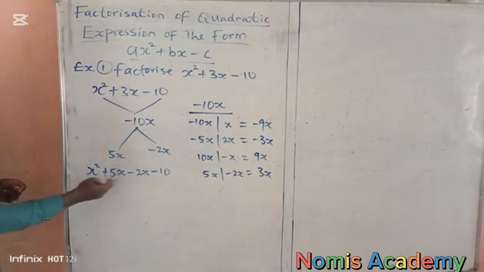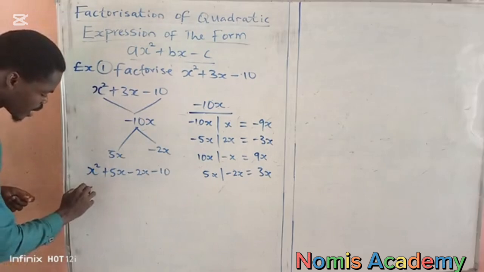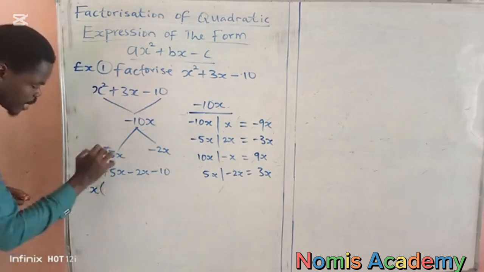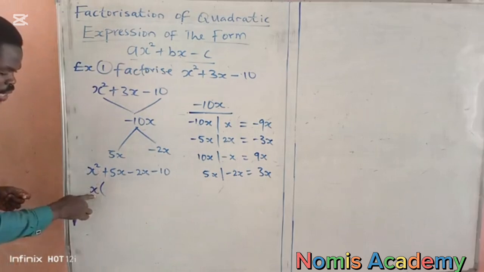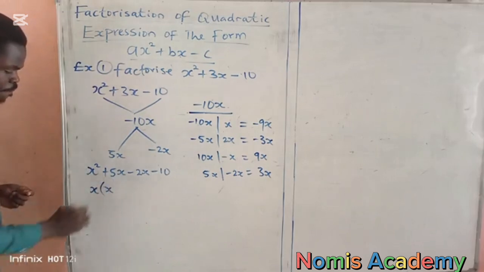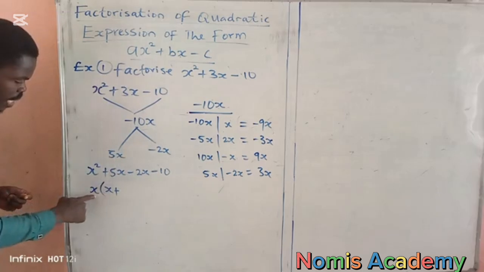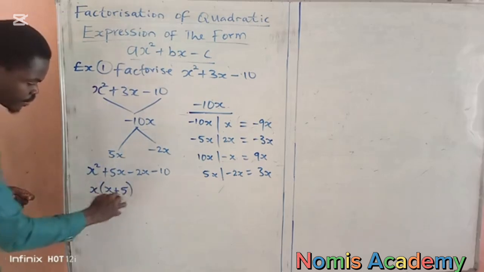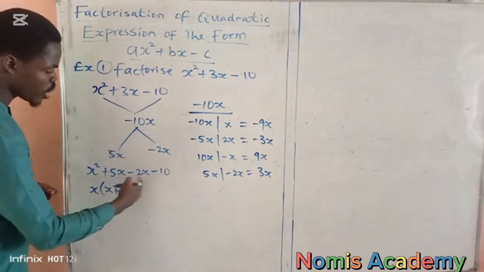Now what is common between these two terms? As you can see, x is common. So I'm going to write x outside and then close the rest in a bracket. x² divided by x, I have x, plus 5x divided by x is 5. So we go to the other terms. What is common between these two terms?